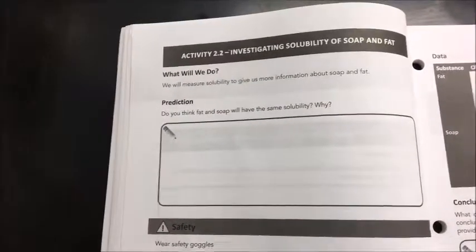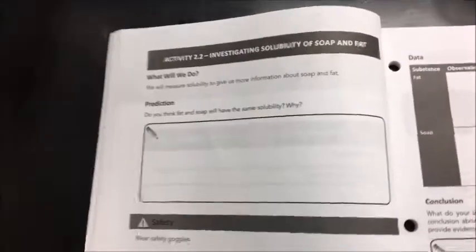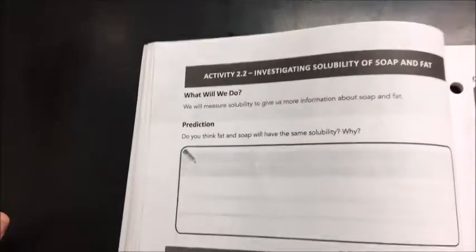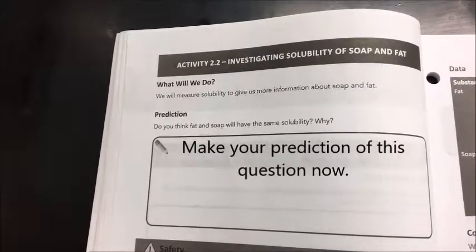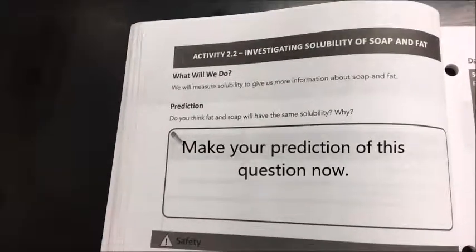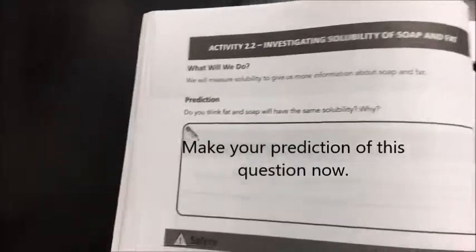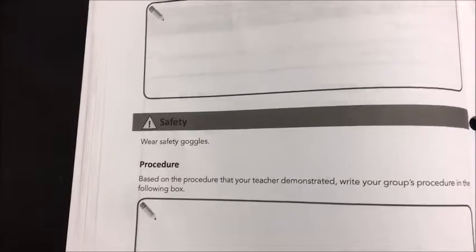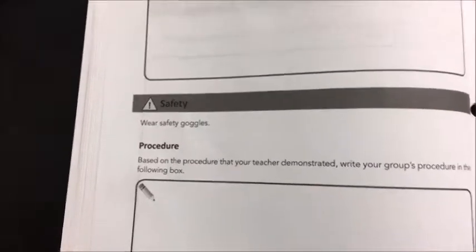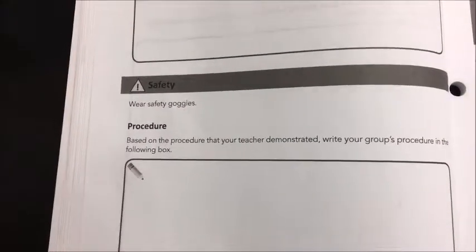Now remember this, solubility is whether basically a substance will dissolve inside of a liquid or not. If it does, it has solubility. If it does not, it does not have solubility. So of course for safety, I'm wearing safety goggles, and of course if you're here in the lab, you will be doing the same.